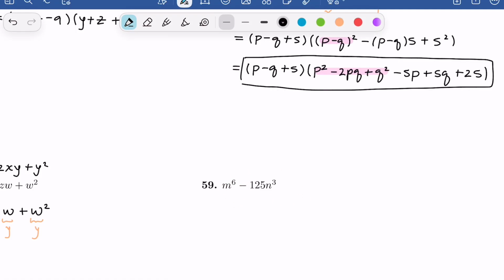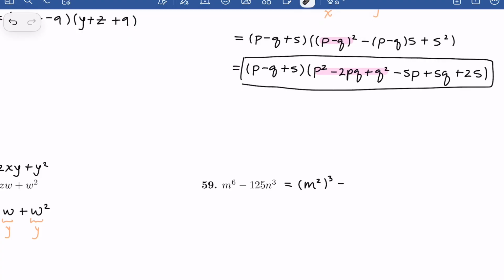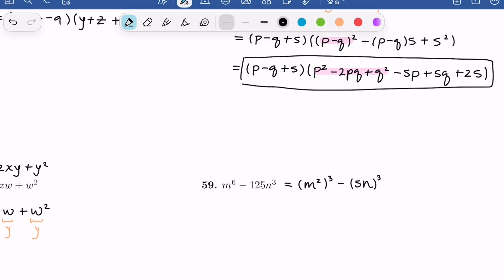m to the sixth power can be rewritten as m squared cubed. And we know that 125 is a perfect cube. And then we have this n cubed here. So we can rewrite this as 5n cubed. Now we have the difference of two perfect cubes. One of them is m squared and one of them is 5n. So our m squared is going to be our x and our 5n can be our y value.